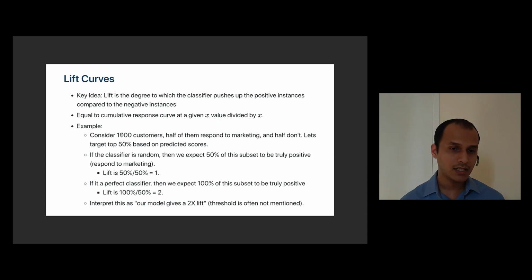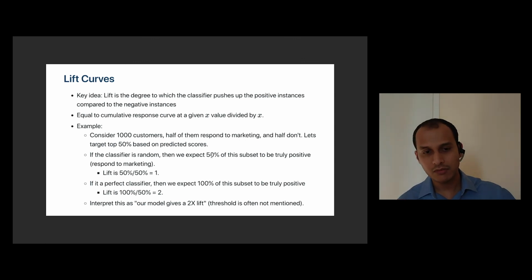So consider 1,000 customers, where half of them respond to marketing and half of them don't. Let's say we want to target the top 50% based on how my classifier is predicting. If the classifier is a random classifier, it's not really doing anything, then we expect 50% of the subset in the top 50% to be truly positive, that is, they will respond to marketing. So the lift of a random classifier is going to be the 50% who will respond divided by the 50% that we're taking. That division is equal to 1.